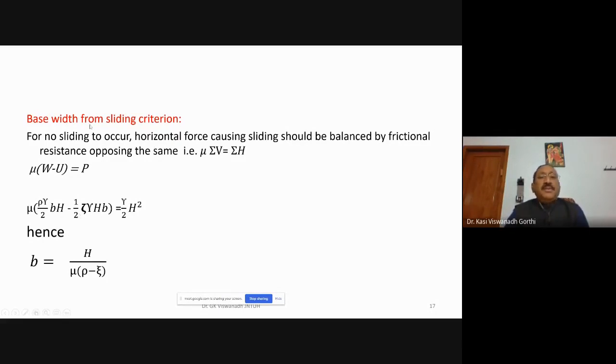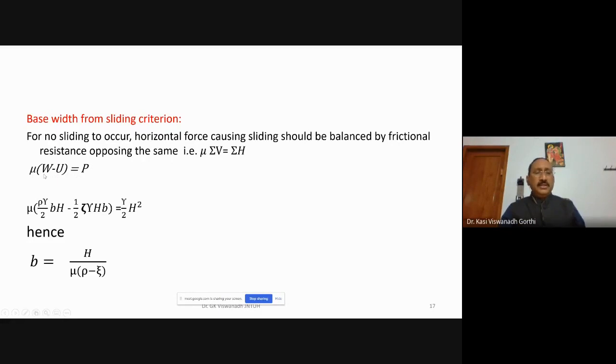Now the base width from the sliding criteria: for no sliding to occur, the horizontal force causing the sliding should be balanced by the frictional resistance opposing the same. So mu multiplied by sigma v must be equal to sigma h. What is sigma v? Sigma v is the algebraic sum of all the vertical forces. There are two vertical forces acting: the self weight acting vertically downwards, and uplift which is acting vertically upwards. So mu multiplied by W minus U must be equal to the horizontal water pressure force P.